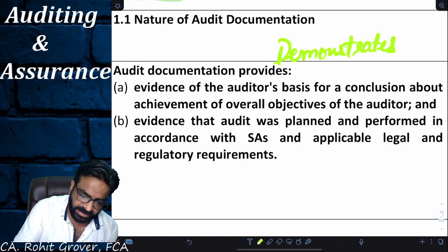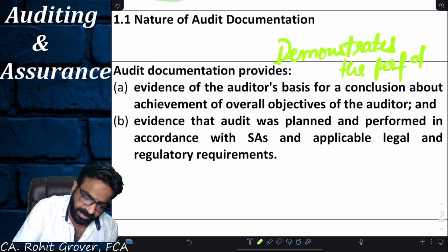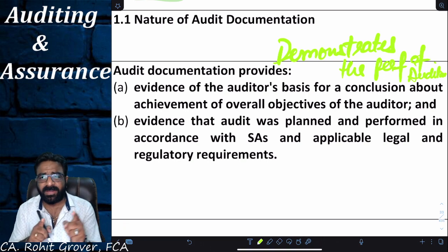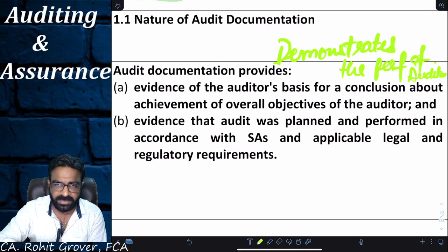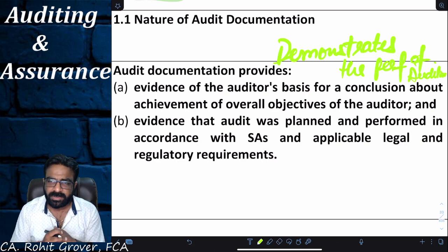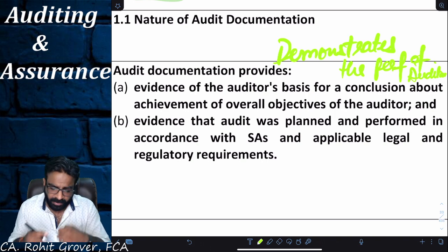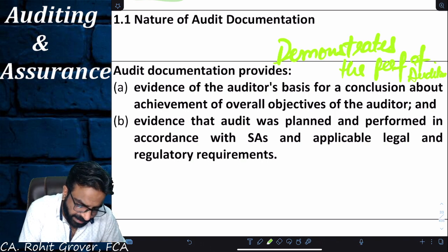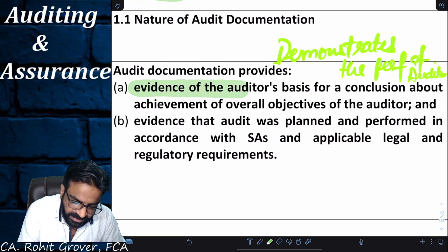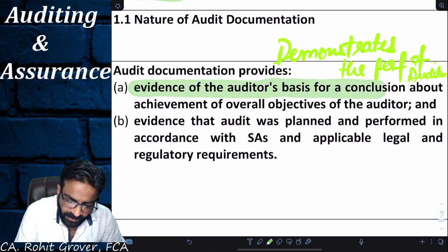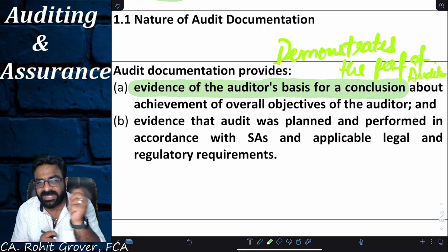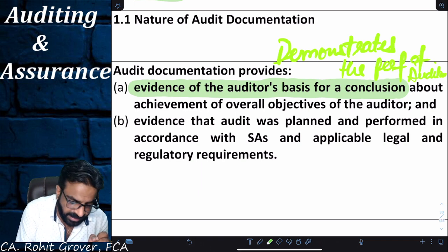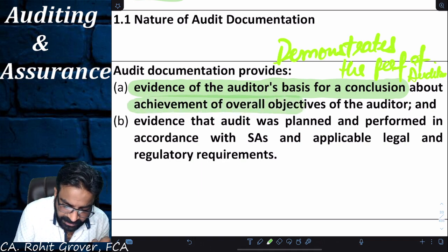Audit documentation basically demonstrates the performance of whom? Of the auditor. Tell me, everyone, when the peer review is happening on my firm, when another chartered accountant is coming to my firm to check my work, is he going to check my documentation or not? Yes. And by checking my documentation, what will he find out? He will find out that I have collected evidences as the auditor's basis for conclusion. If I'm drawing a conclusion, I'm collecting the evidences for that conclusion. And did I achieve my overall objectives of doing the audit or not?